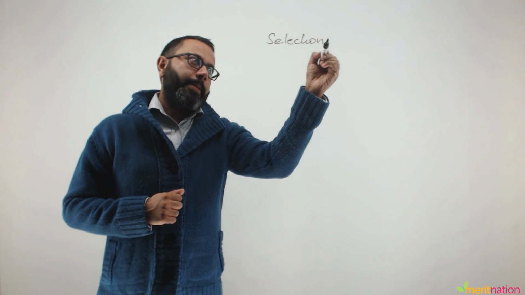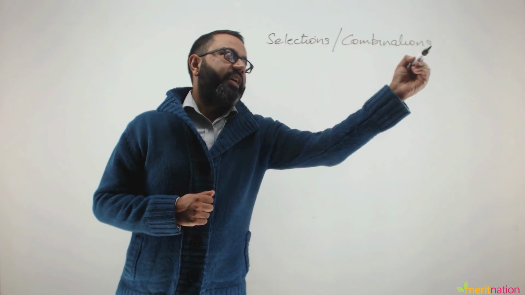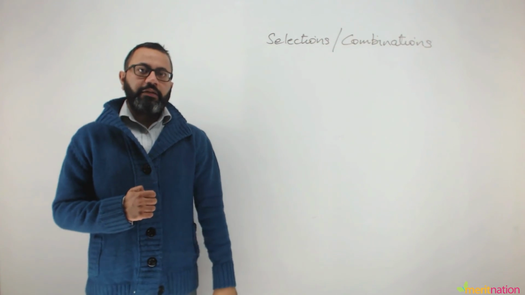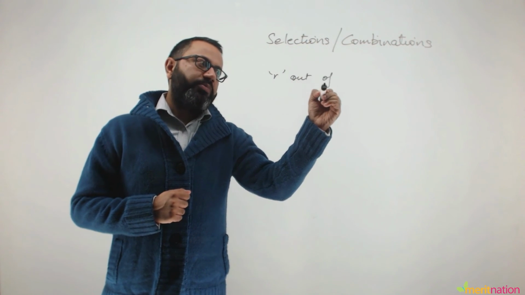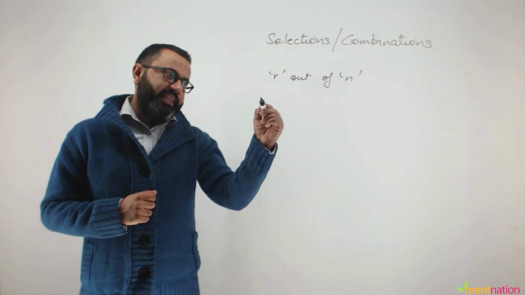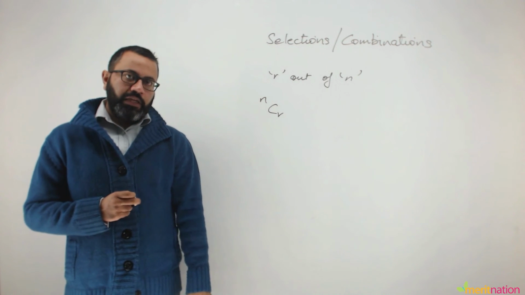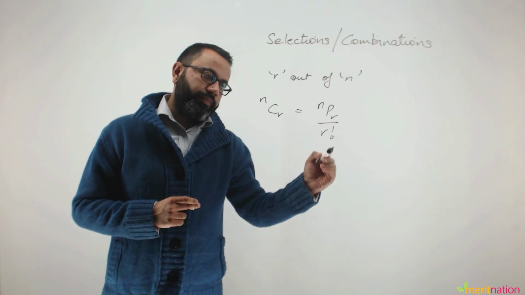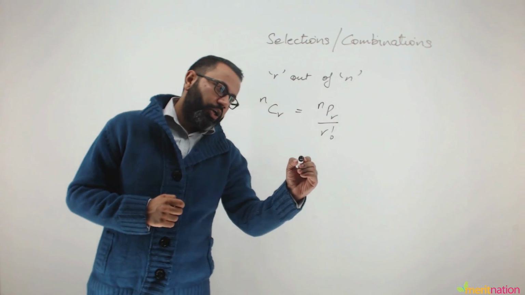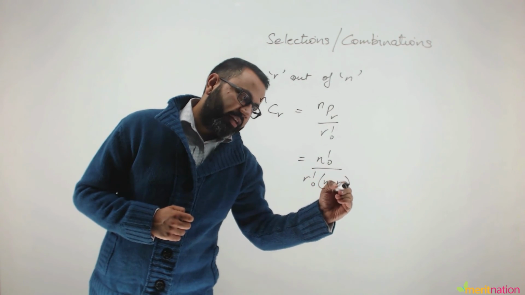The next thing is selections or combinations. These are cases in which the order of items is not important and the number of ways in which R out of n objects can be selected is given by an expression nCr. C stands for combination. We like to think of nCr as nPr divided by R factorial, and if you were to expand the formula of nPr, you would get that nCr is equal to n factorial upon R factorial into n minus R whole factorial.